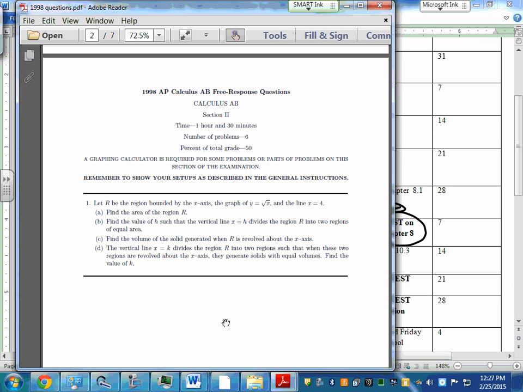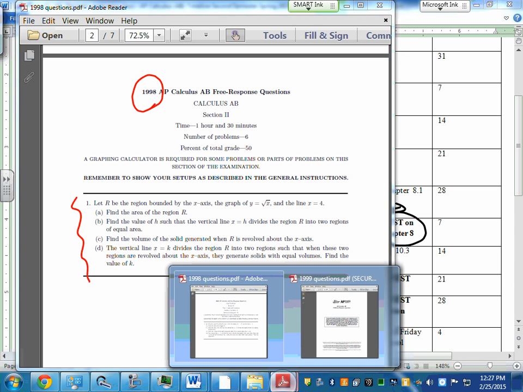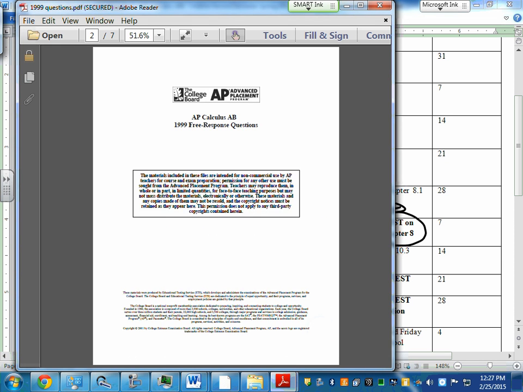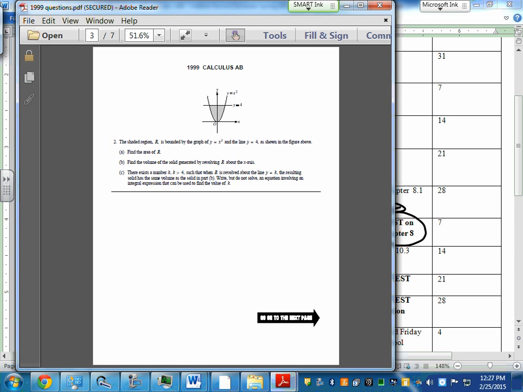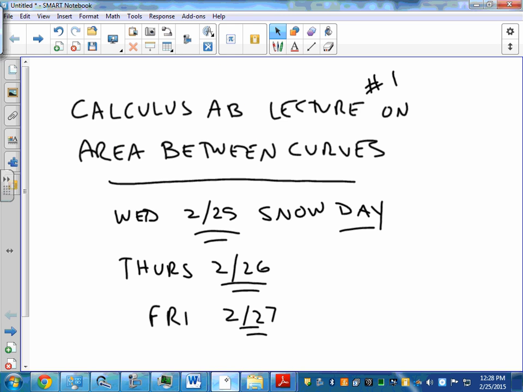These are the free response questions, which is also linked on your home page. So when you go over to the right-hand sidebar, you'll see free response question. This is 98. Notice the very first question was an area question. Here was 99. So not the first question, that was a motion question, but the second question was an area question. And it seemed like almost every year for 8 or 10 or 12 years in a row, the first or second question on the AP test was an area question. Okay, so here we are back in area.